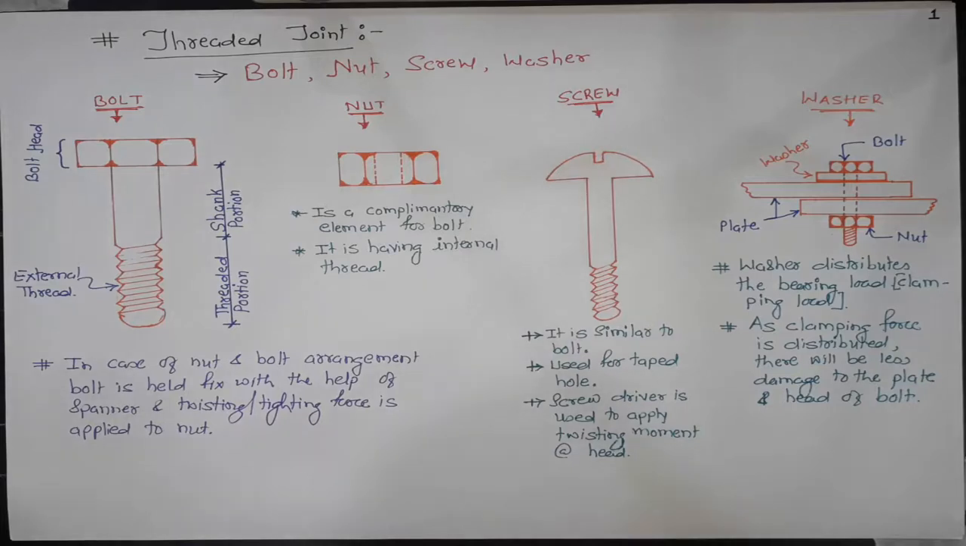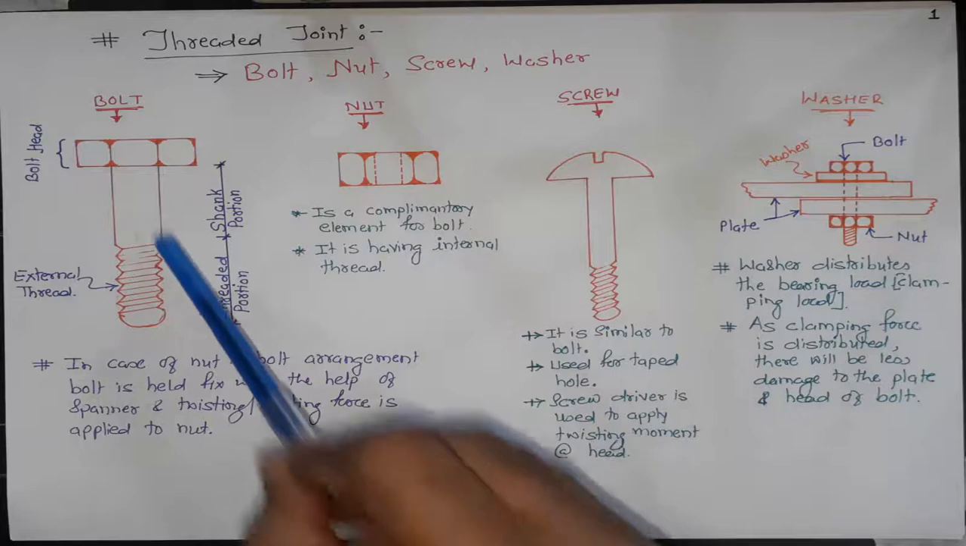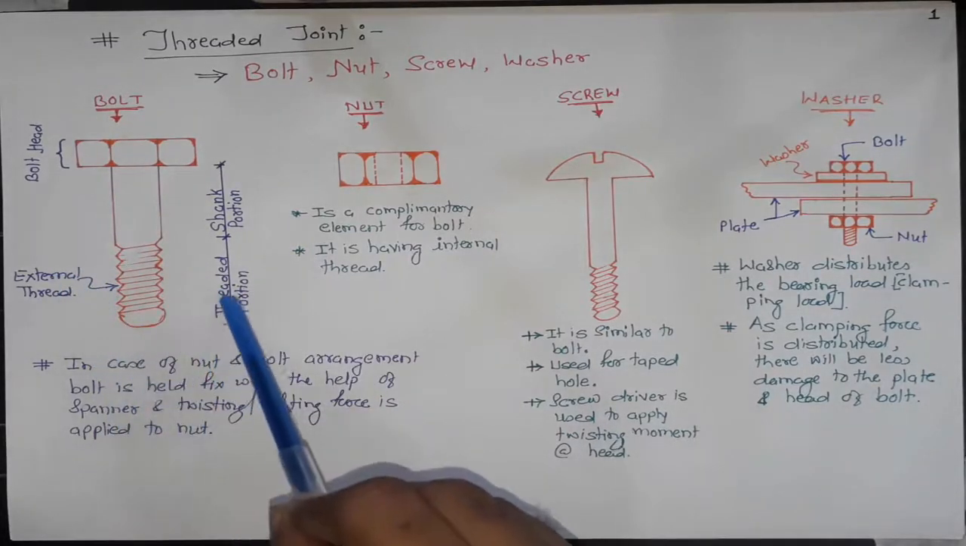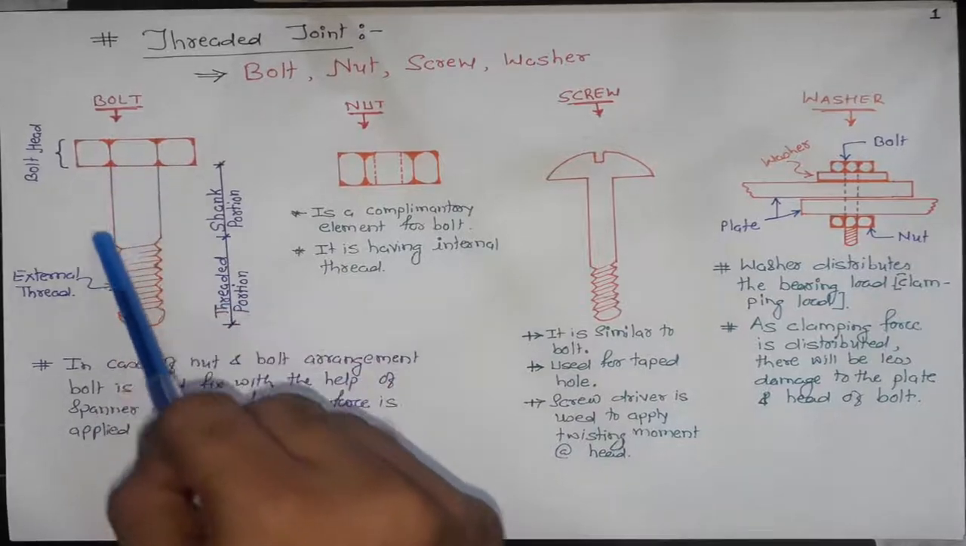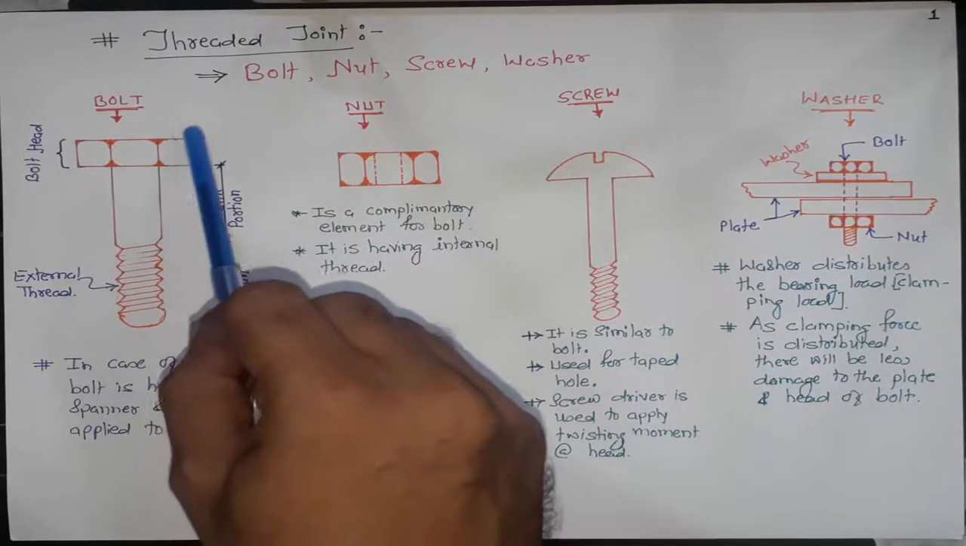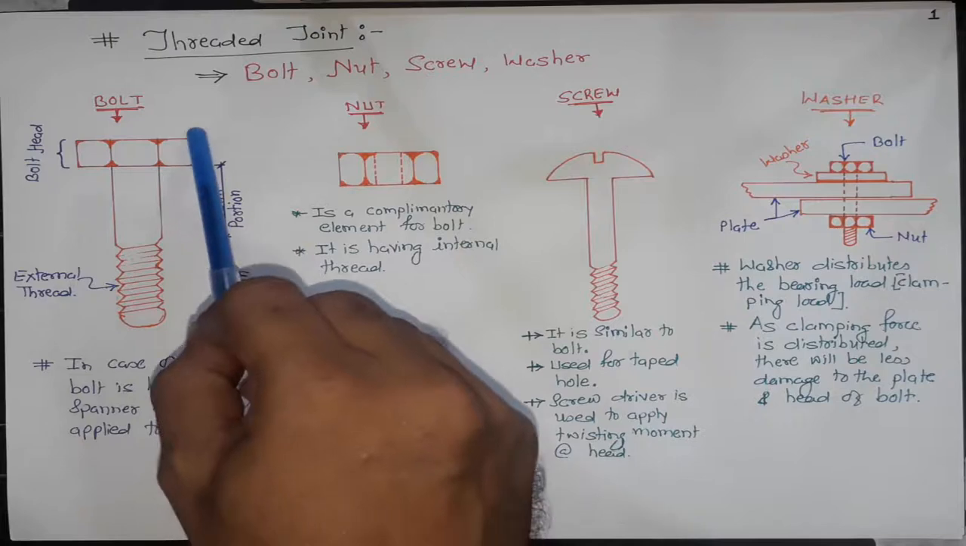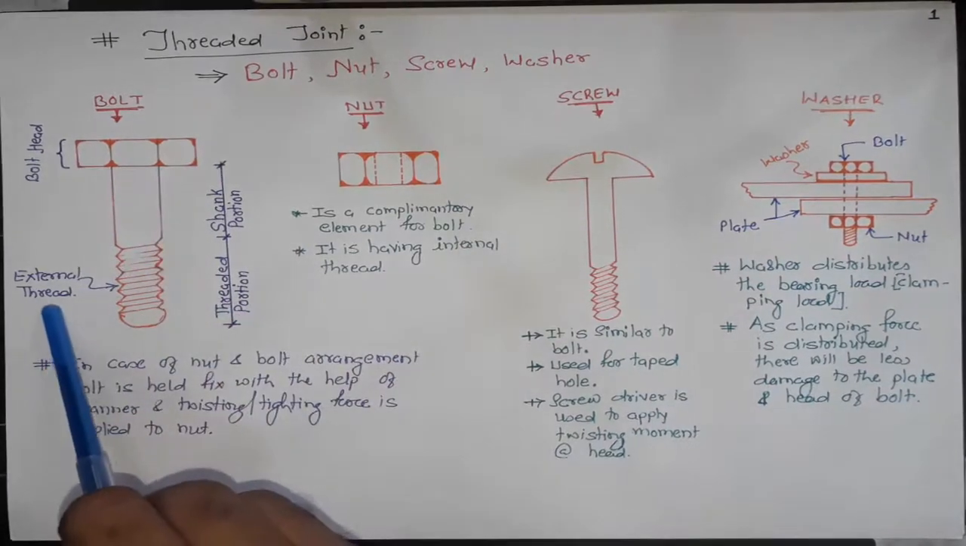Let's be familiar with the bolts, screws and washer. This is a typical diagram of a bolt. This is known as the threaded portion and this is known as the unthreaded portion or shank portion. This is the bolt head. This bolt has an external thread.